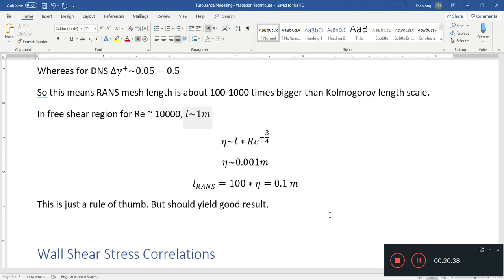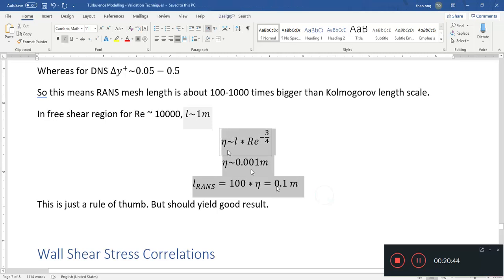Of course, this is just an estimate that helps you get an idea of how big your grid size is. You need to do a little bit more detail. It's not just the Kolmogorov length scale you have to worry about. You should also have a fine enough grid to simulate even the mean flow.